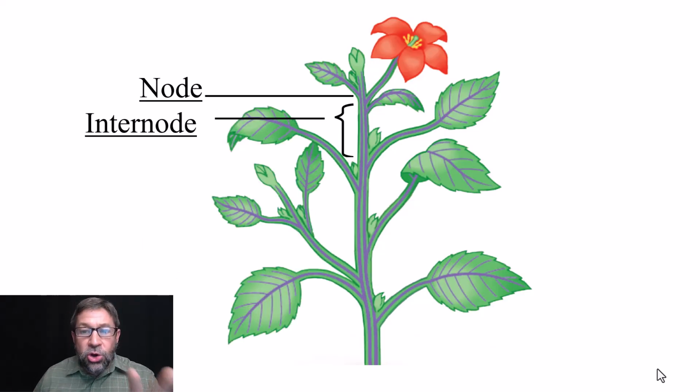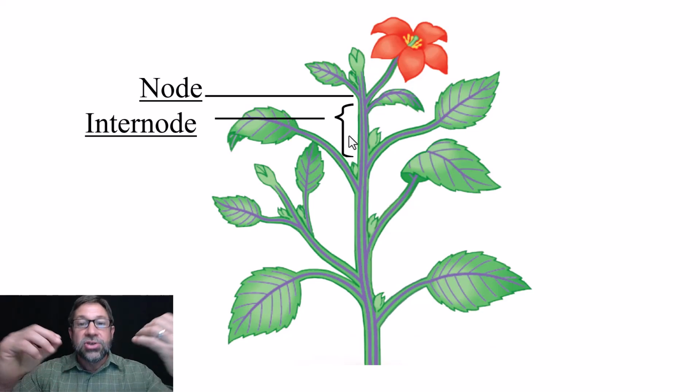Some really quick terminology. Stems are demarcated by what are called nodes, and those are just the junctions that you see there. And then the internode, that's the stretch of stem between the nodes. Remember, inter just means across, so the internodes are that area that stretch across from node to node.